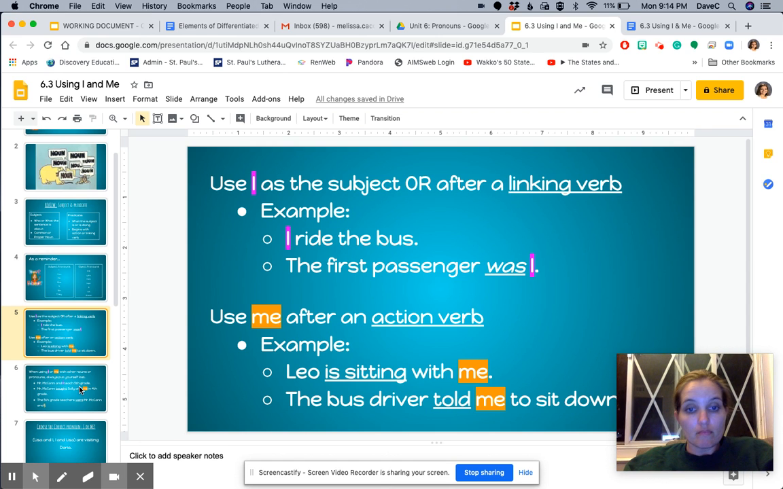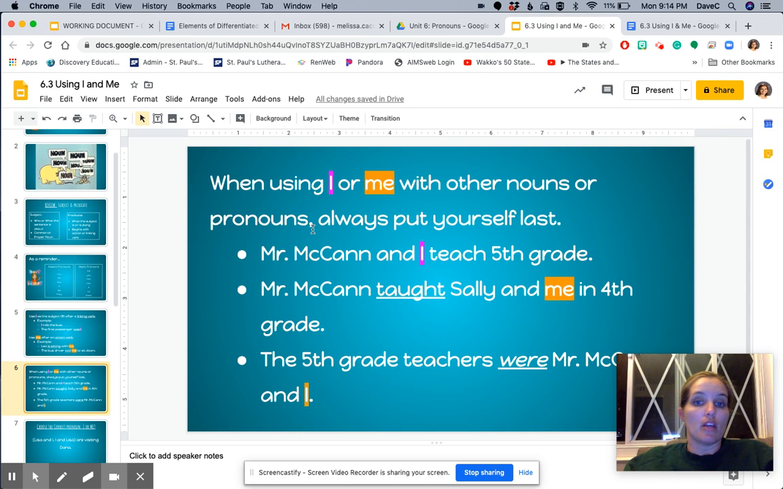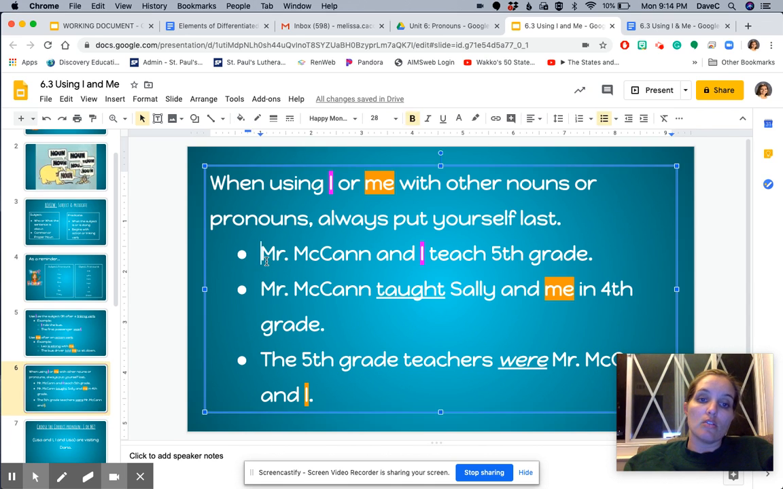Now, when you use I or me with other nouns or pronouns, you always put yourself last or second in the group. But sometimes it can be hard to determine if you should use I or me. So if you get stuck, a trick you can do is look at the sentence. Let's do this one, for example. Mr. McCann and I teach fifth grade. If you were given an option, let's say, of Mr. McCann and I or Mr. McCann and me, and you're like, they both kind of sound right, I'm not sure if that's the subject or if it's an object pronoun.